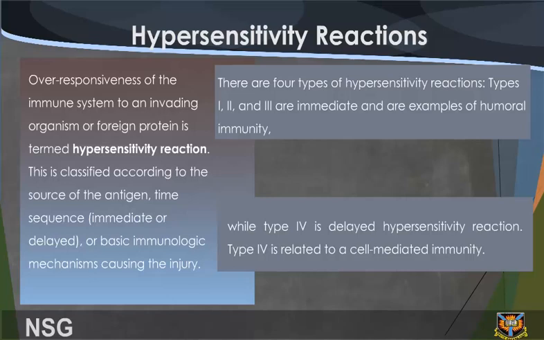Over-responsiveness of the immune system to an invading organism or foreign protein is termed hypersensitivity reaction. This is classified according to the source of the antigen, time sequence, immediate or delayed, or basic immunologic mechanisms causing the injury. There are four types of hypersensitivity reactions. Types 1, 2, and 3 are immediate and are examples of humoral immunity, while type 4 is delayed hypersensitivity reaction. Type 4 is related to cell-mediated immunity.